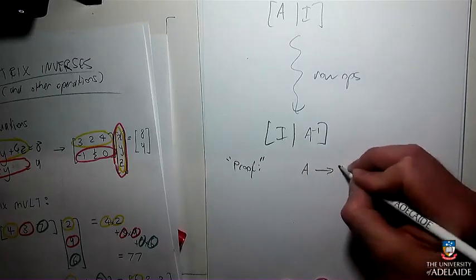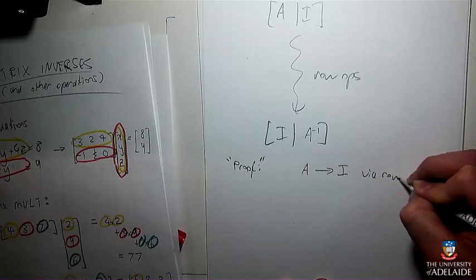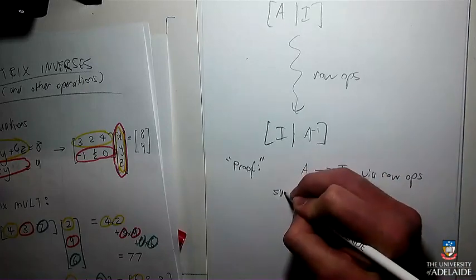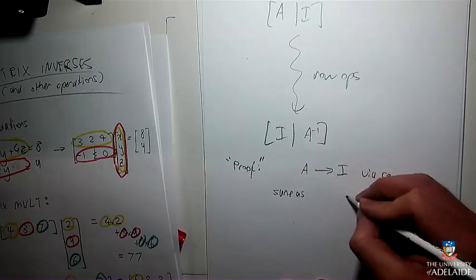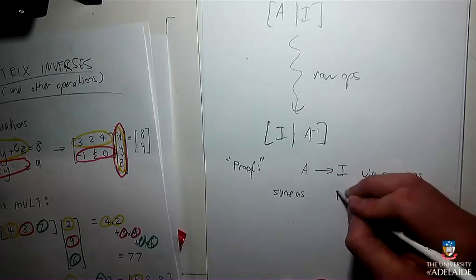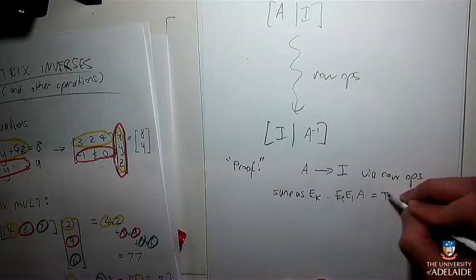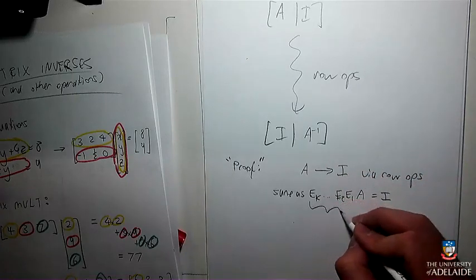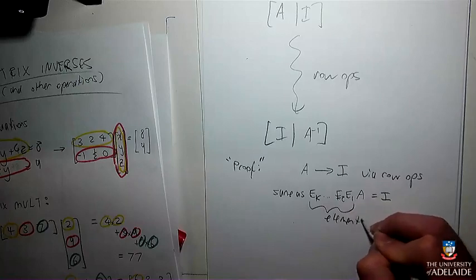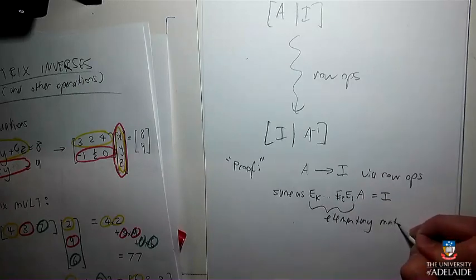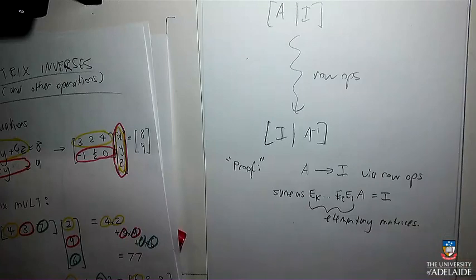A to I via row ops is the same as A times various elementary matrices being the identity, where these are elementary matrices. The point of an elementary matrix is that when you multiply it on the left-hand side, it does the same job as doing the row operation. That's the whole idea of an elementary matrix.